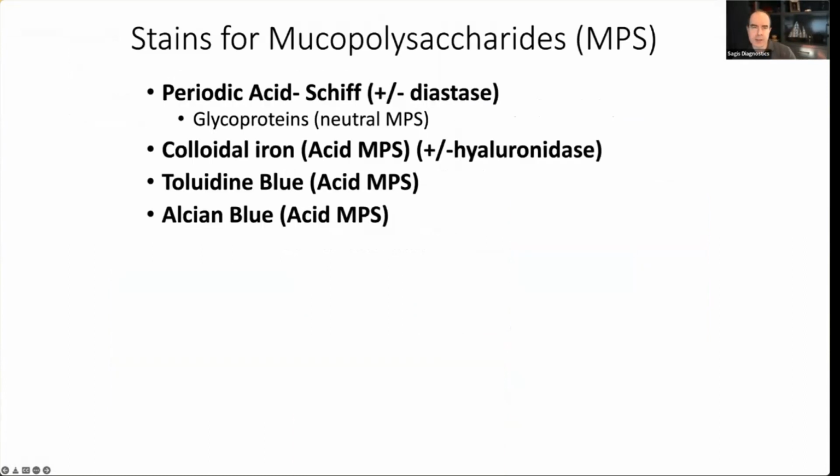We can look for mucopolysaccharides in the skin, PAS. We can use a periodic acid-Schiff stain. We hear PAS all the time, but it's periodic acid-Schiff. We can use colloidal iron, toluidine blue or Alcian blue.